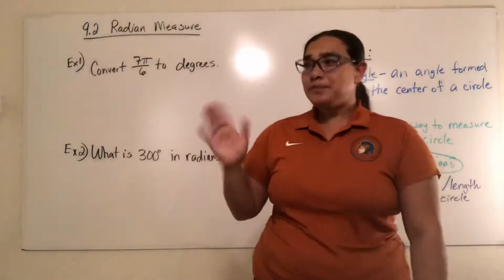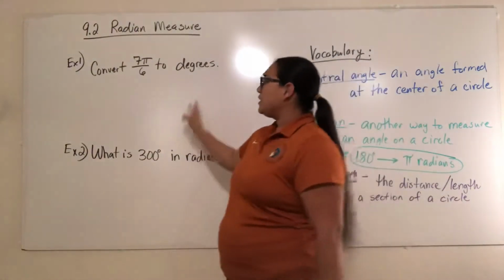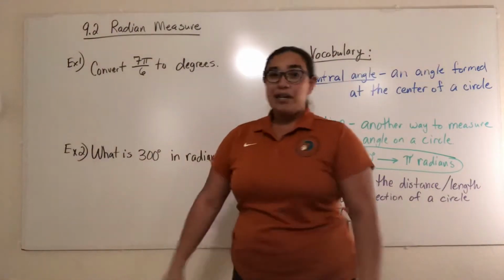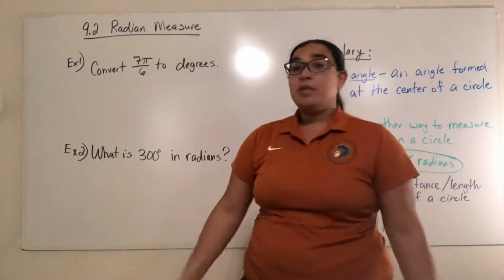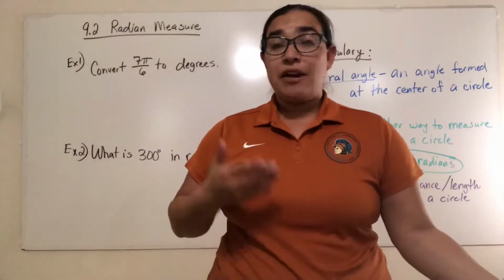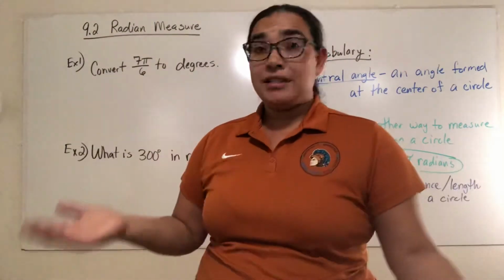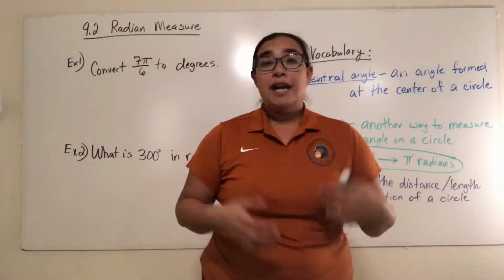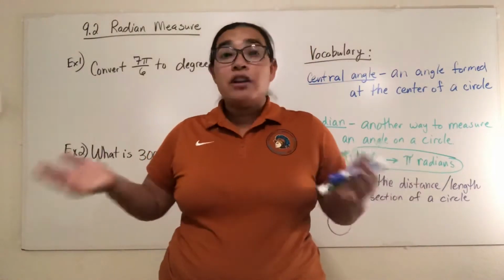All right, so really quick, just two examples. The first one is something very typical that you probably ran into already: converting. We talked about radian measures and degrees. They're basically two different ways to measure an angle, and so we're just talking about how to do the conversions.